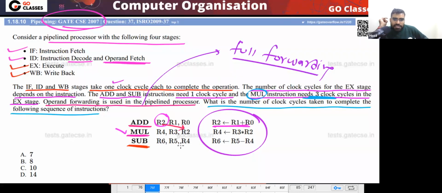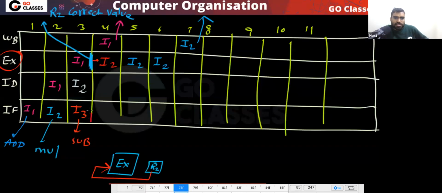Is there any dependency? Yes, there is this dependency on R4. So you can notice this I3 can go here, to the decode stage. But can I3 go to the execute stage? Tell me, is the execution stage free? No, you can notice the execution stage is not free. So you cannot go. Here the stall will happen.